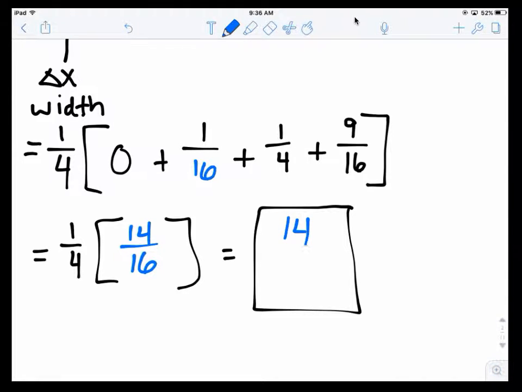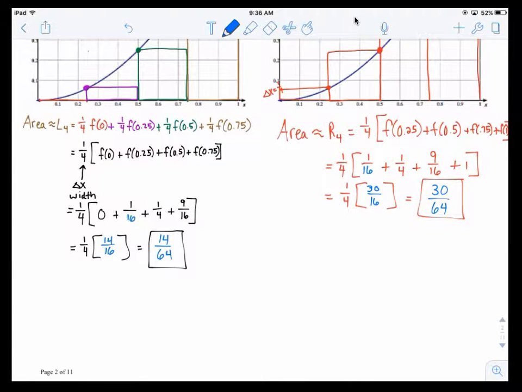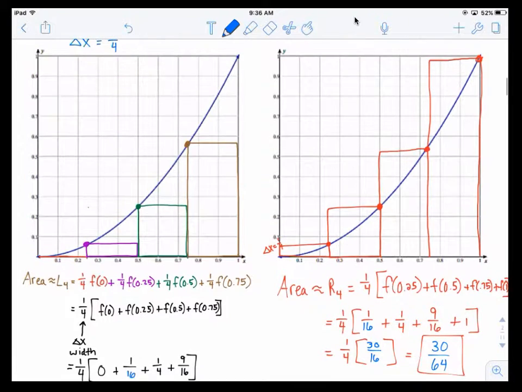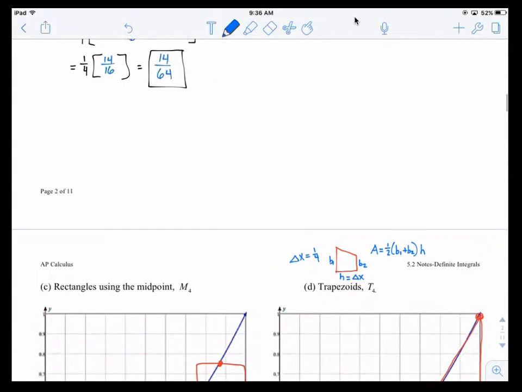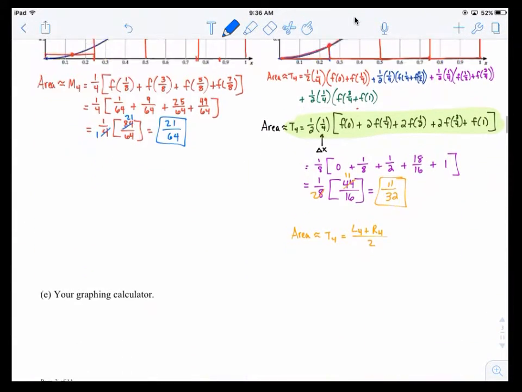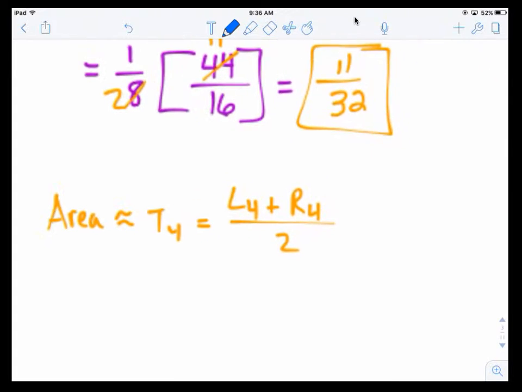So that's 14 over 64. All right, that's better. That's good. All right, so Kel, if you do 14 over 64 plus 30 over 64, and then divide that by 2, what do you get?